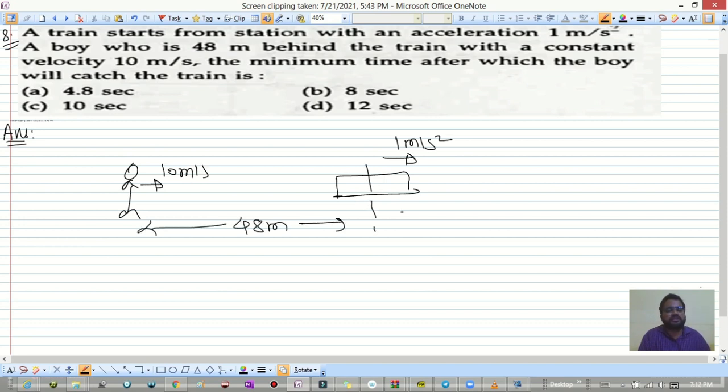So this train will move through distance of x supposed to be, and this boy has to travel a distance of 48 plus x. So write down this one, x as 1 by 2 at squared, and this 48 plus x as 10 into t, because time is same at which they are meeting, right? So put this x value over here, you will get one quadratic equation, and from that quadratic equation you will get two roots. Minimum value of time is the answer, right? So this is 8th one.